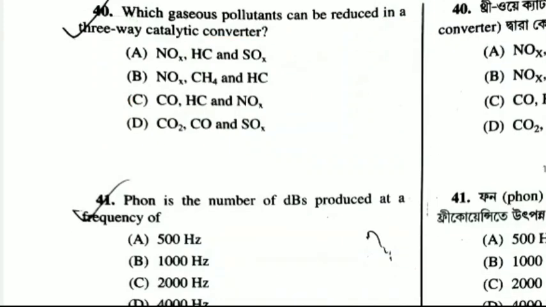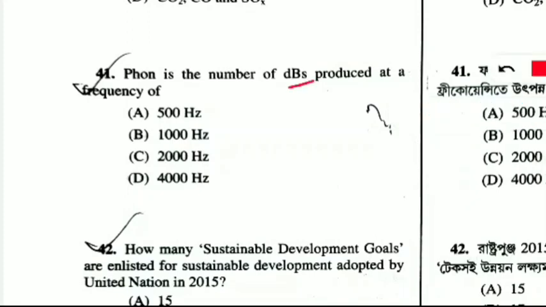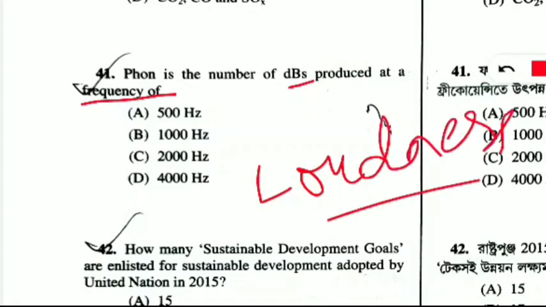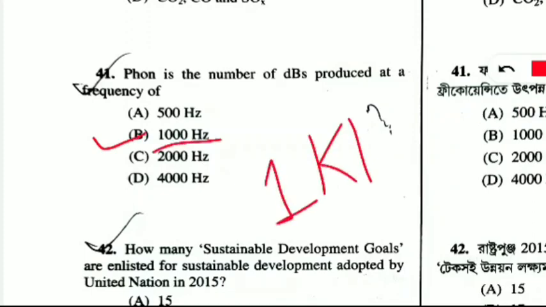Let's move to the next question, question number 41. 41 is, phon is the number of dB, that means what? Decibels produced at a frequency of how many hertz? Phon, it is not phone, it is PHON. You should note down what is phon. Phon is a unit of perceived loudness of sound. How much loudness of sound you are perceiving is measured in phon, and phon is the number of decibels produced at a frequency of 1000 hertz. Option B will be correct. 1000 hertz, or we can say it is equal to 1 kilohertz also. Kilo means 1000, so 1000 hertz.